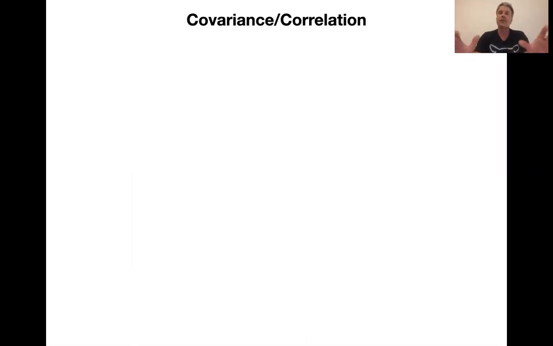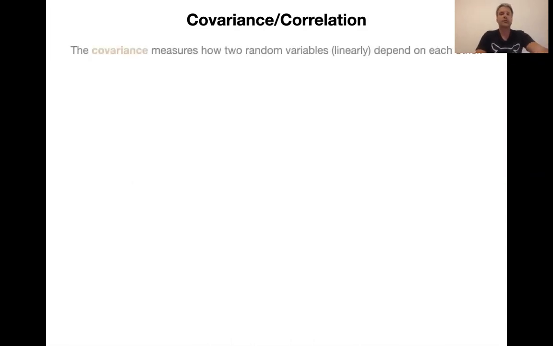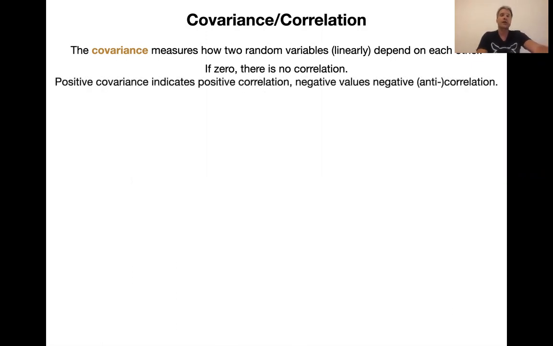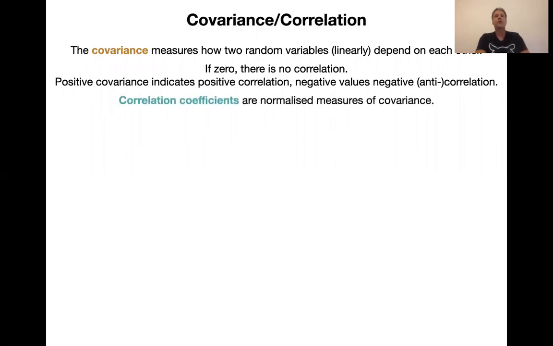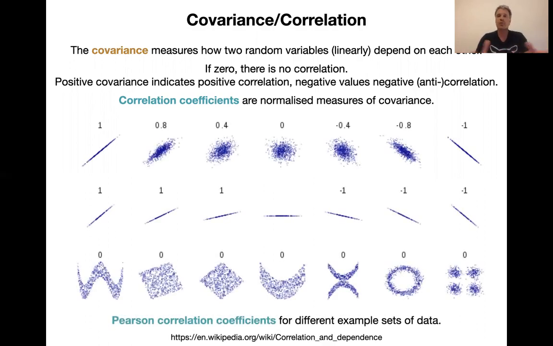What Shannon's theory under the hood is actually based on is a principle of covariation and correlation. Just very briefly, the covariance measures how two random variables, usually linearly, but it doesn't have to be, depend on each other. If the covariance is 0, there is no correlation. If the covariance is positive, there's a positive correlation; if negative, a negative correlation. And we have different correlation coefficients, which are normalized measures of covariance. For example, the most famous and simplest is the Pearson correlation coefficient, and it measures linear correlation.